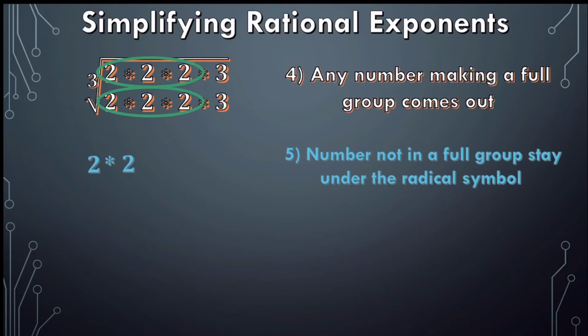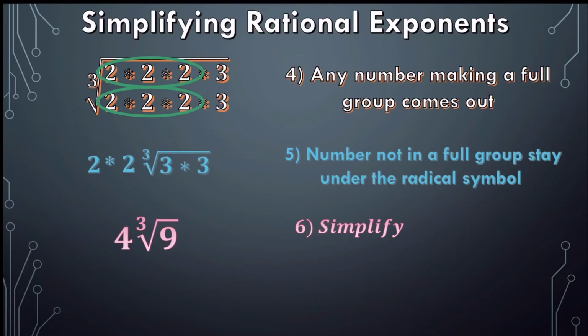Any number not in a full group stays inside. So now I've got a 3 and another 3 inside. Remember, I needed 3 of a type. So that's going to stay inside. My last step is to simplify. Well, what does that mean? That means multiply whatever you brought out and whatever's left inside.